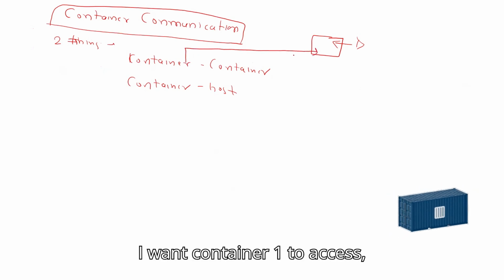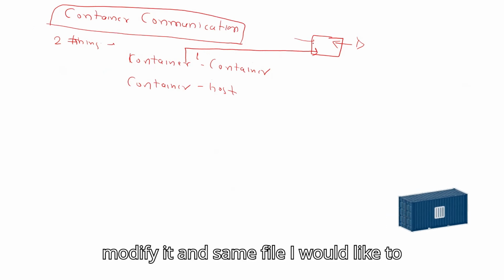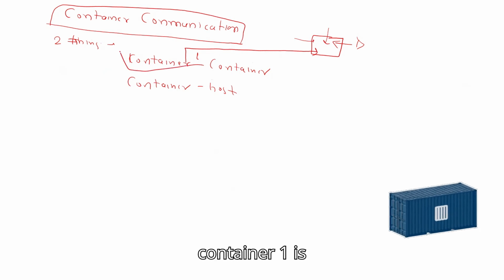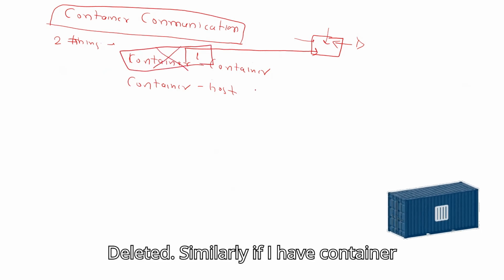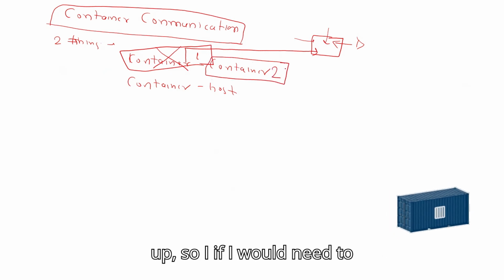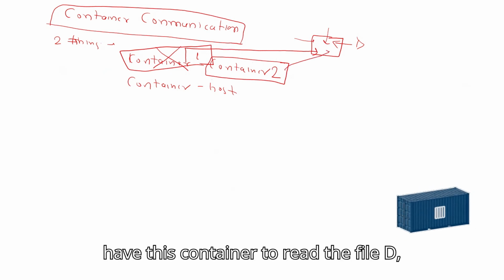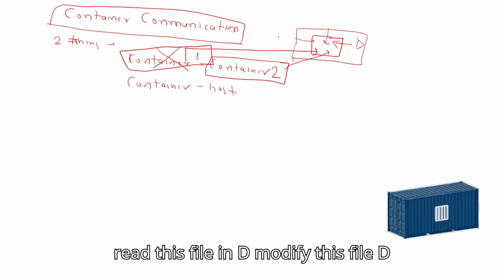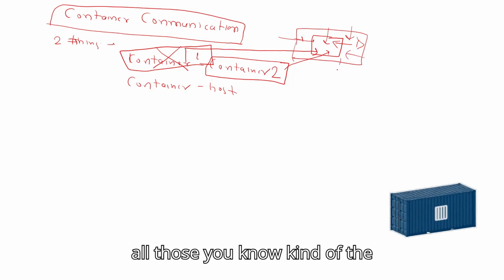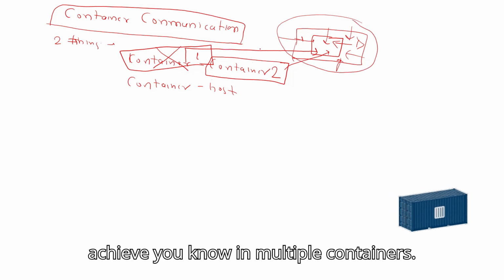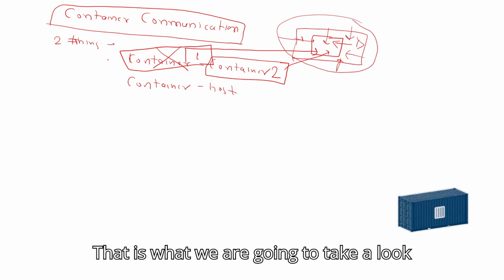I want container one to access, modify it, and the same file I would like to have persisted, even though this container one is deleted. Similarly, if I have container two and bring this container up, I would need this container to read the file D and modify this file D. All of that, the shareability of this file, how we can achieve it in multiple containers. That is what we are going to take a look into.